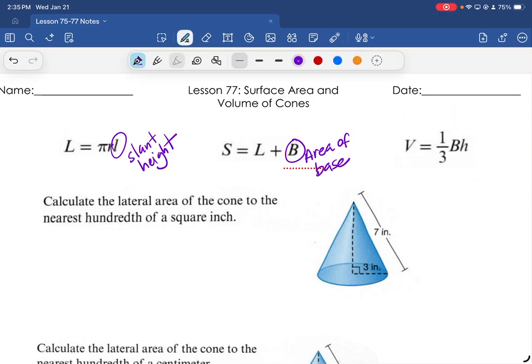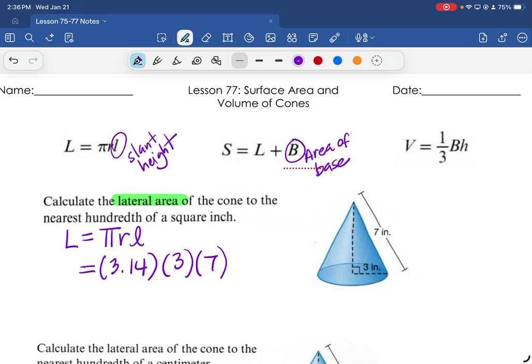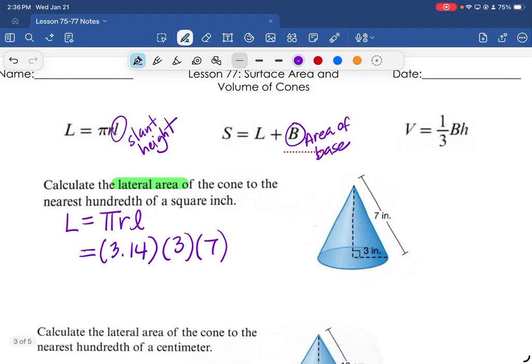Okay, let's practice a few of these so we can get comfortable with them. Calculate the lateral area of the cone to the nearest hundredth of a square inch. Hundredths means 2 decimal places. Okay, so we are going to write our formula for lateral area because that's what they asked for. We need to take pi times radius times slant height. So 3.14. What's the radius in the diagram? 3. And what's the slant height? 7. Excellent. Punch that in for me and round to 2 decimal places because they said hundredths.